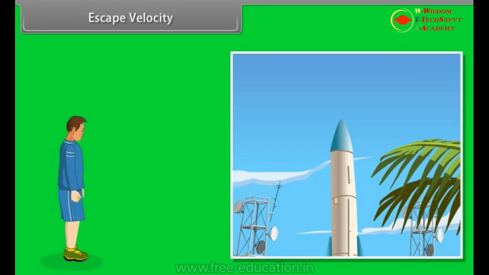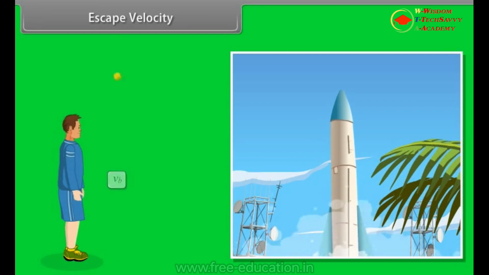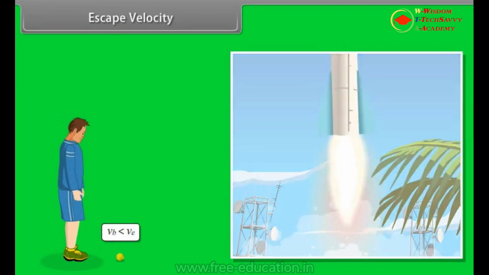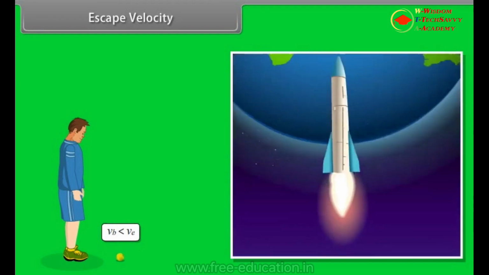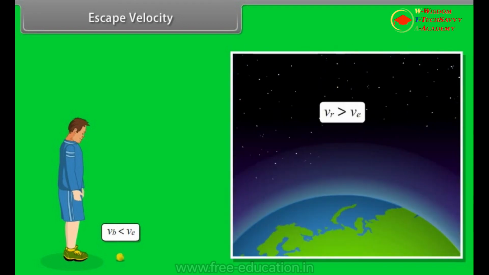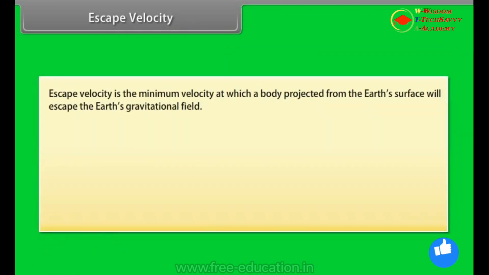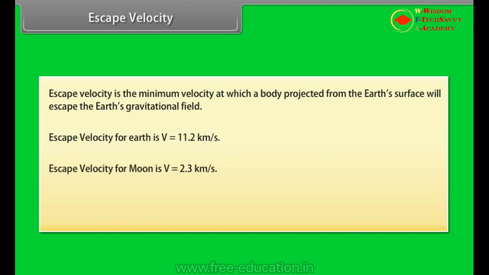Escape velocity. Can we throw an object with such high initial speed that it does not fall back to the Earth? Yes, if we throw an object with escape velocity, it does not fall back to the Earth. Escape velocity is the minimum velocity at which a body projected from the Earth's surface will escape the Earth's gravitational field. Escape velocity for the Earth is v equal to 11.2 km per second. Escape velocity for Moon is v equal to 2.3 km per second.